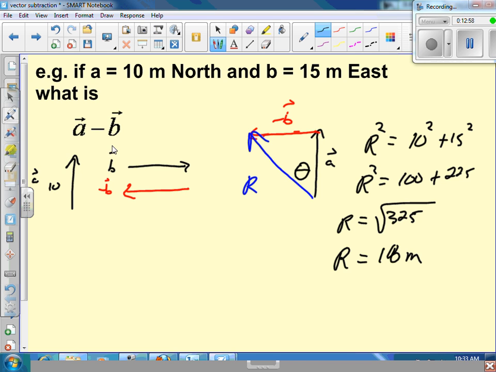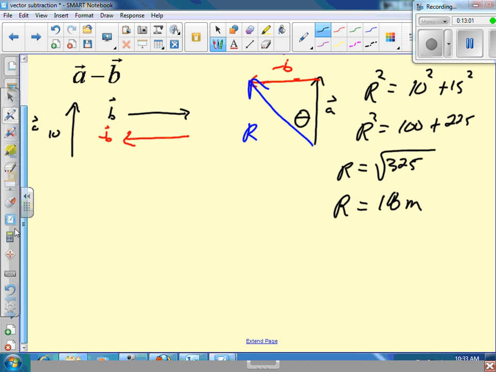I can use grade 9 trigonometry because it's a right angle. And so I'm simply going to write theta is equal to inverse tan, opposite over adjacent. The opposite is the B. The B was the 15, I believe. The A was the 10. And so I've got theta equals inverse tan, 15 over 10, and I get an angle of 56. And we're just going to leave all our angles at 1 decimal place.